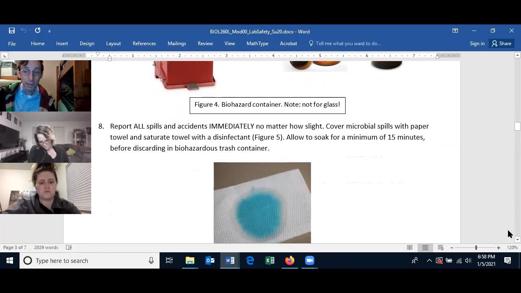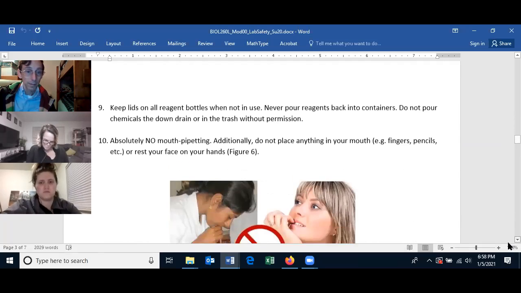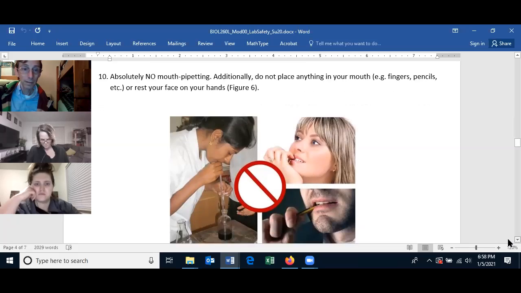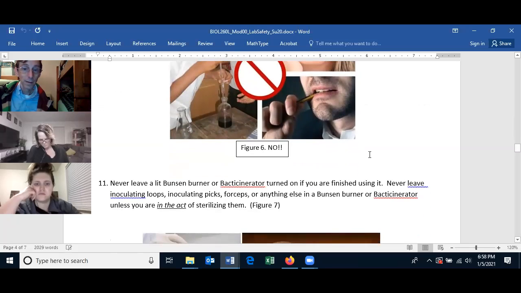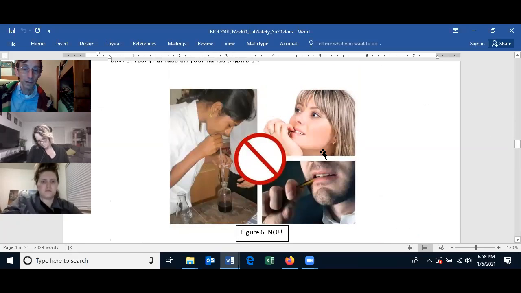Report all spills immediately to your instructor and then clean them up. Keep lids on reagent bottles when not in use. Obviously, if you're using it, the lid can be off, but as soon as you're done using it, cover the bottle, especially if there's bacteria in it. No sticking things in your mouth ever in the lab, including fingers, your fingernails.